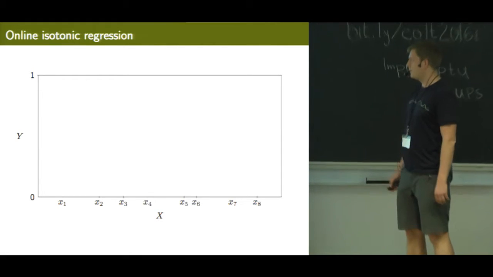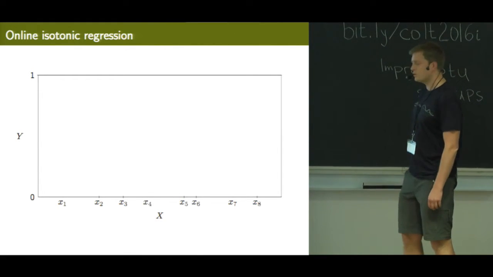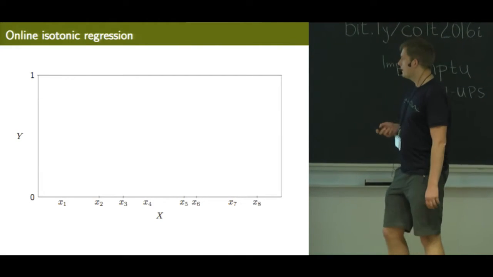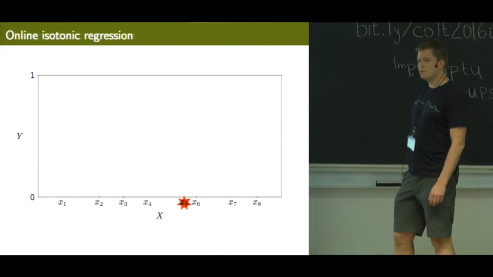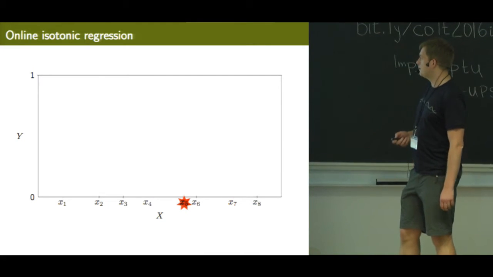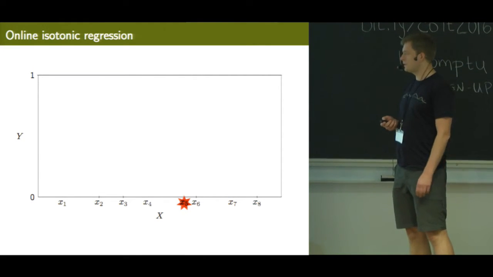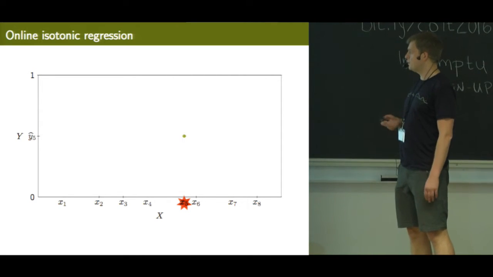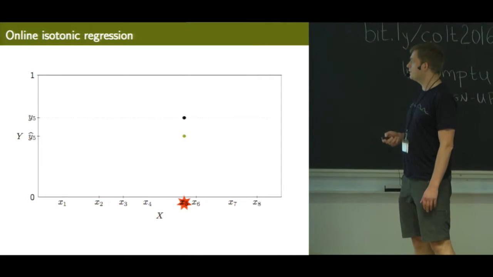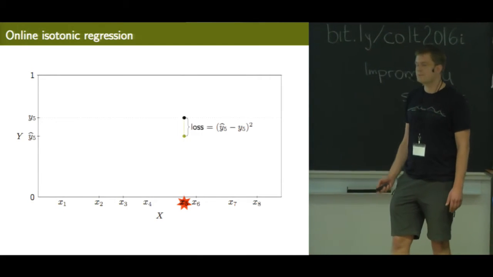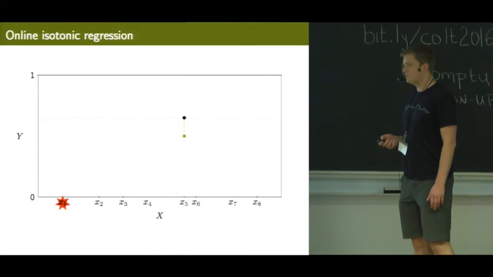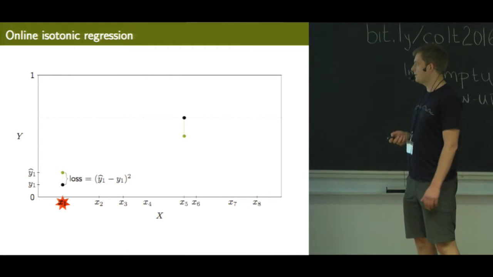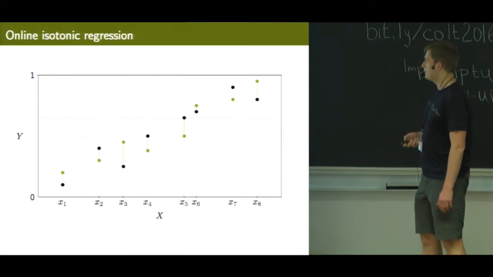Suppose we are given a set of points on the real line, here x1 to x8. In each trial, first the adversary chooses one of the points, and then the learner needs to predict a label, which is a real valued label between 0 and 1, and the true label is revealed, and the learner suffers the squared error loss. And then, again, the adversary chooses any other point, the learner predicts, the true label is revealed, and we suffer the loss again, and the game continues.